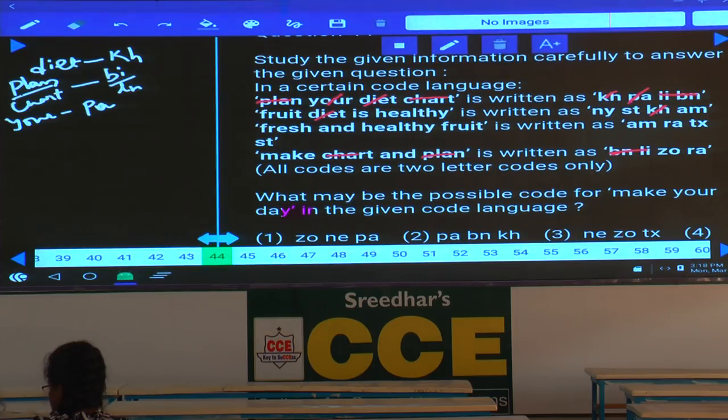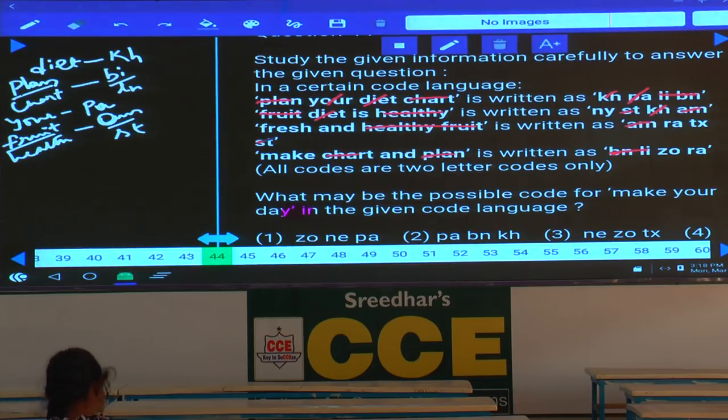Then compare the second and the third. Fruit is healthy, isn't it? Now between the second and the third, tell me what are the words that are common? Fruit and healthy are the two words which are common. And the codes which are common between these two, fruit and healthy. Tell me what are the codes which are common? AM, RA, TX and ST. Hence AM and ST are the codes which are common. AM and ST. Done with this?